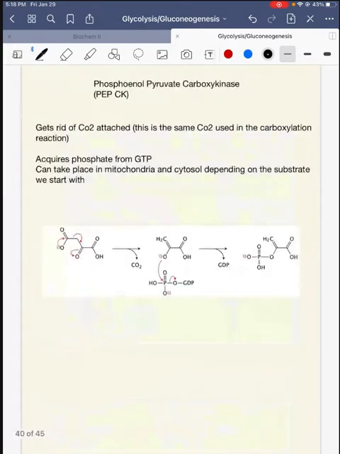Okay, so now we have our oxaloacetate over here. We use an enzyme called phosphoenolpyruvate carboxykinase, or PEPCK. This enzyme takes oxaloacetate and converts it into PEP, or phosphoenolpyruvate. This gets rid of the CO2 that's attached to oxaloacetate, and then we instead attach a phosphate from GTP, and we make the PEP over here.